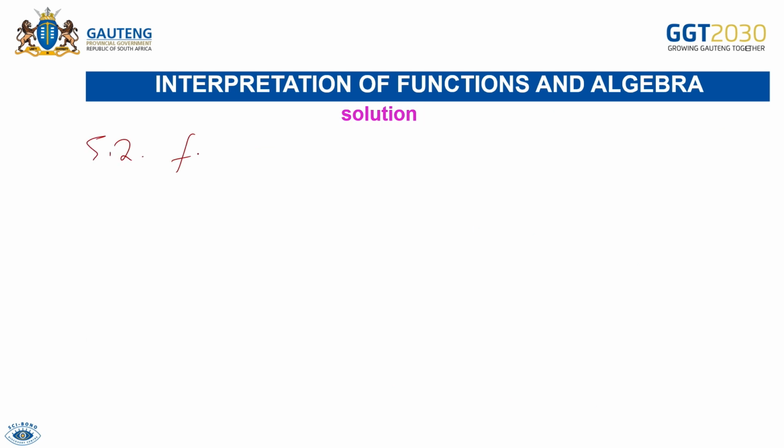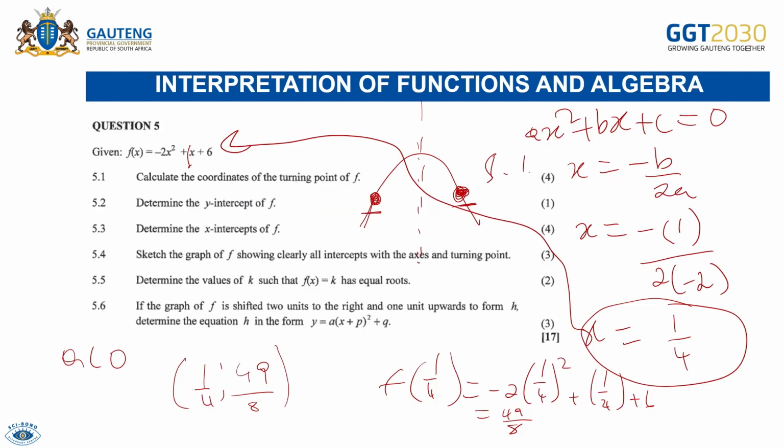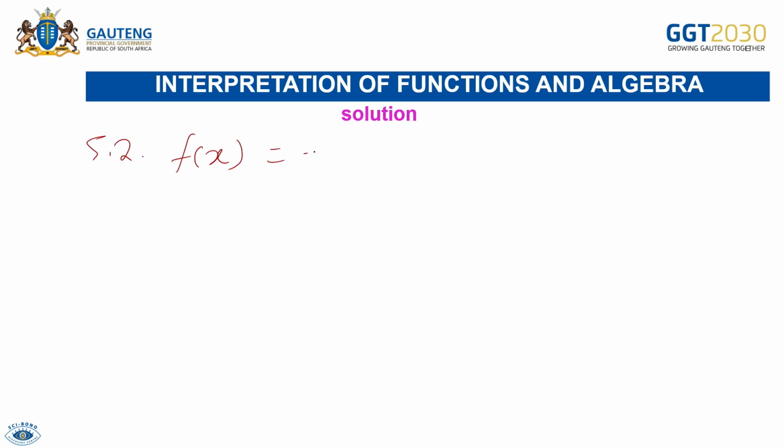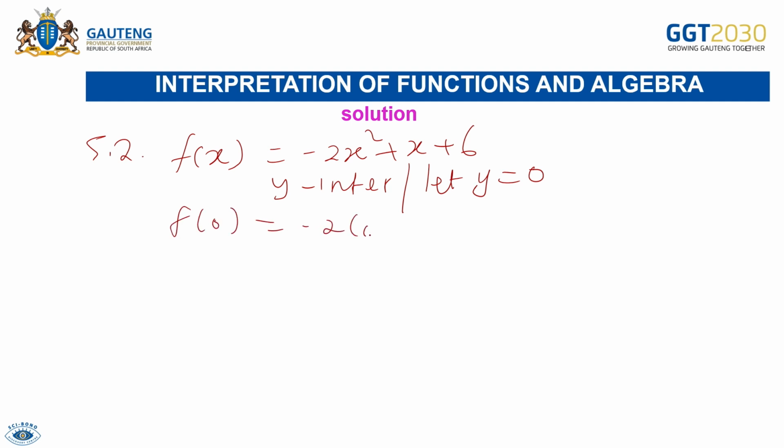5.2 is saying we must find the y-intercept. So you have negative 2x squared plus x plus 6. For the y-intercept, remember we have said you need to let x be 0. So f of 0 equals negative 2 times 0 squared plus 0 plus 6. So f of 0 is equal to 6. So when x is 0, y is 6. Then you move to 5.3.